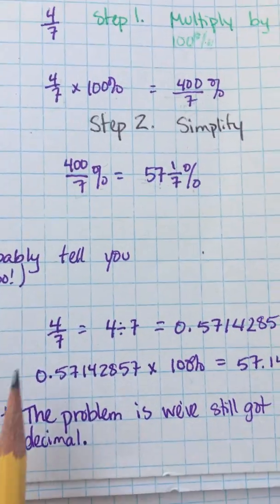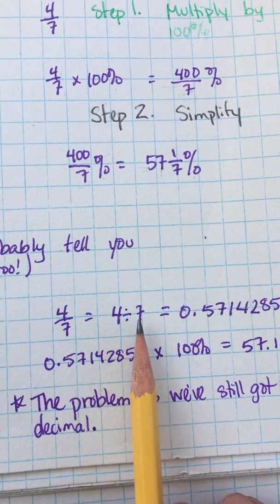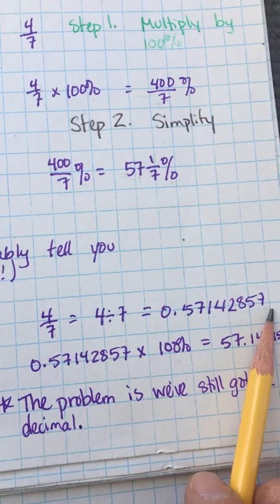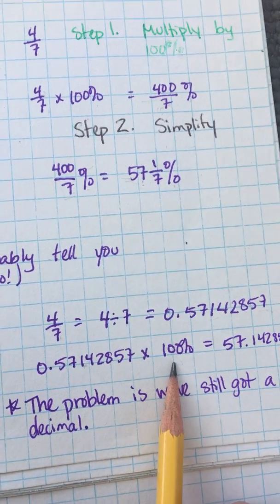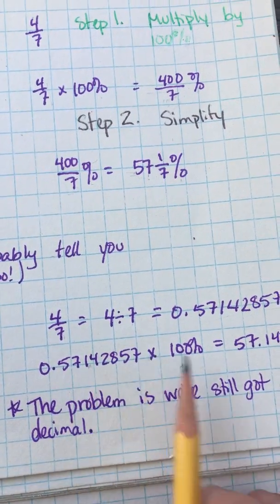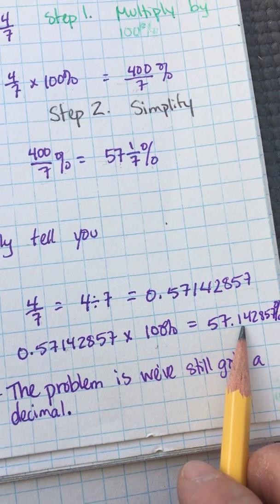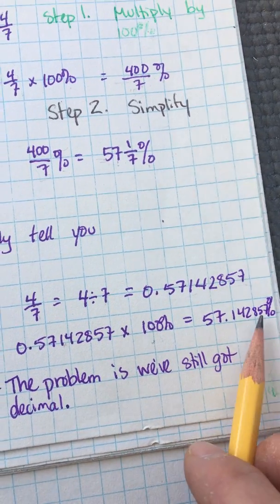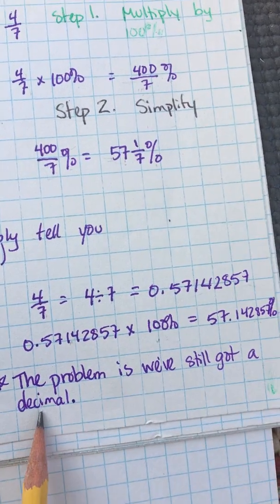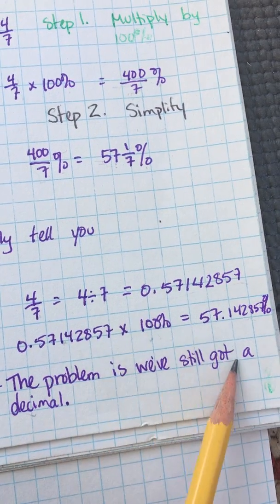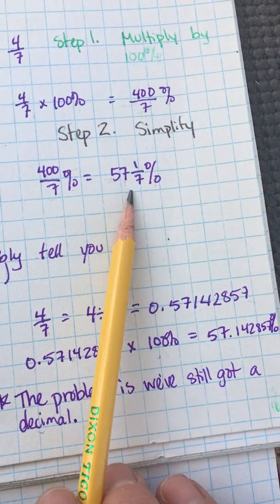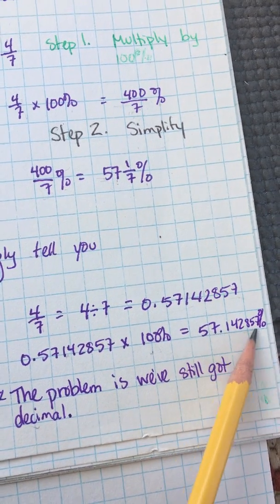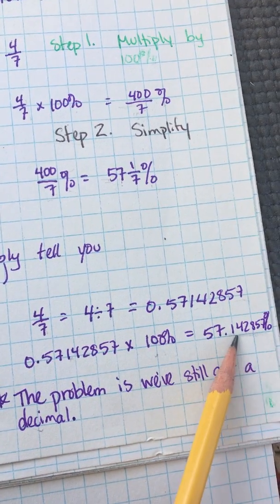Or here's another one with the 4/7. How would that work? Well, they would say 4 divided by 7, right? And then they would get this crazy long decimal. And they'd say, well, let's do that times 100, or move the decimal over 2 places, and they would get 57.14287%. The problem with this is we've still got a decimal, right? And so we have to deal with that, versus when we look up here, we can find that it's 57 and 1/7. This decimal here equals 1/7, but that's not one that we know off the top of our heads.